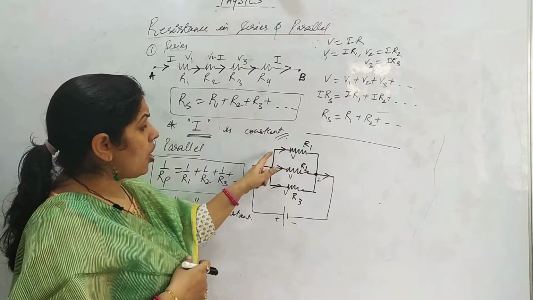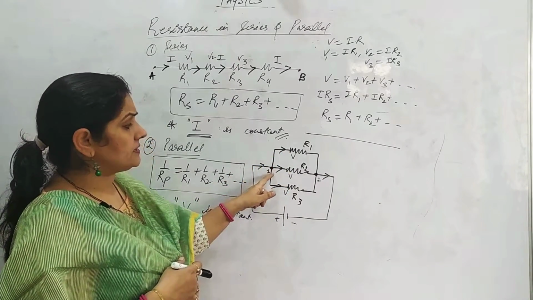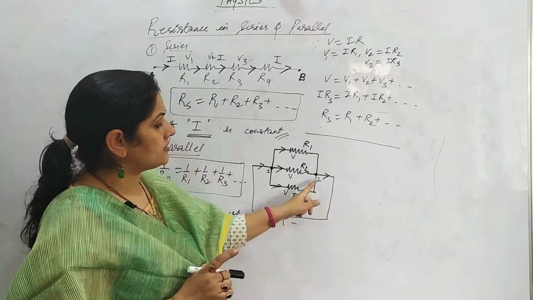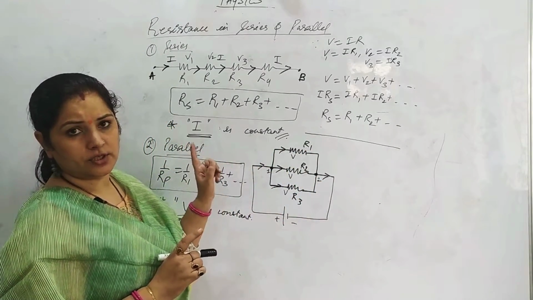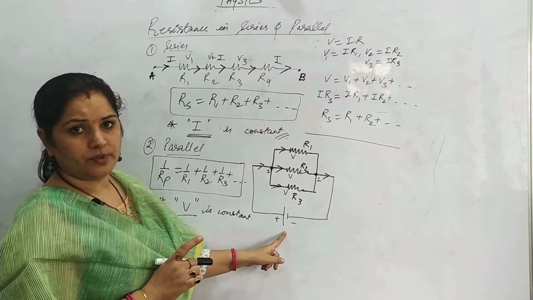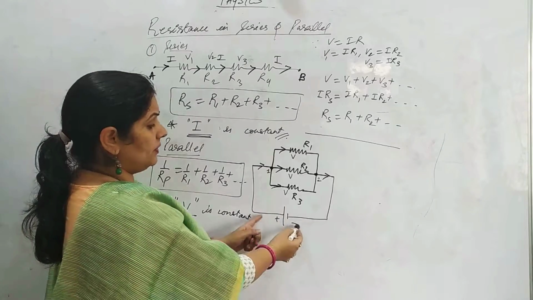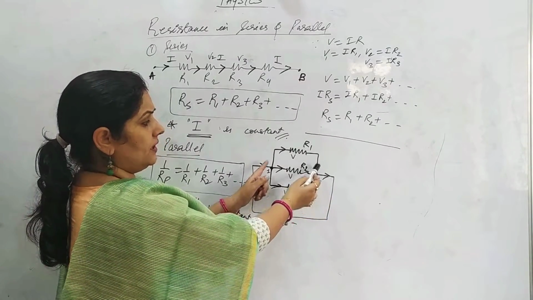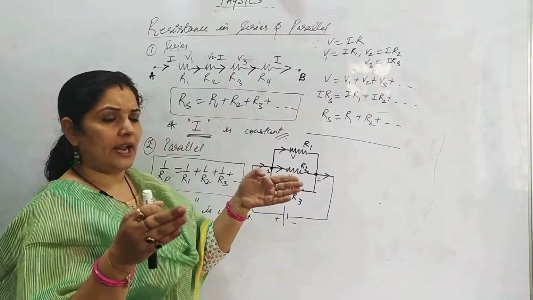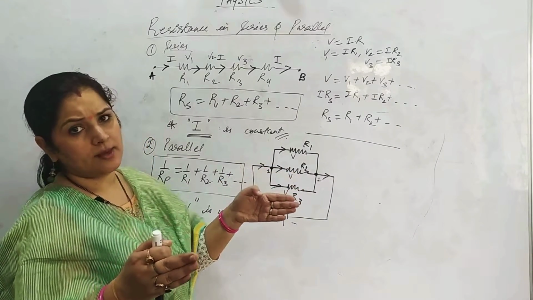Parallel means all the left ends of the resistances are joined to one junction. All the right ends of the resistances are connected to the other junction. And these junctions are connected to the source, to the battery. Right? Now if you see between these 2 points, the potential will be the same here, same here, same here. Because potential between any 2 given points is the same.